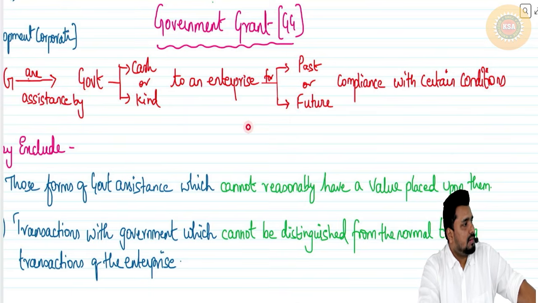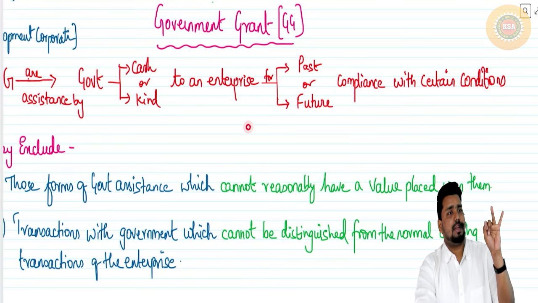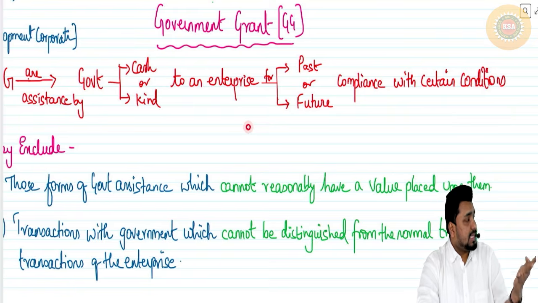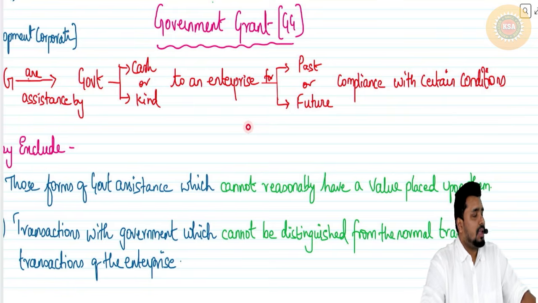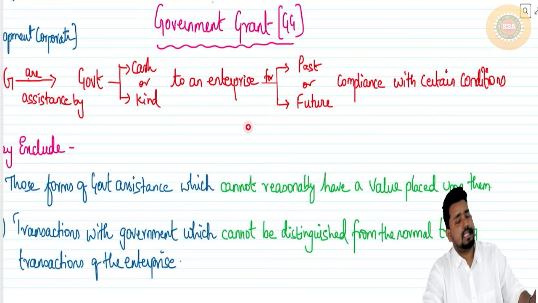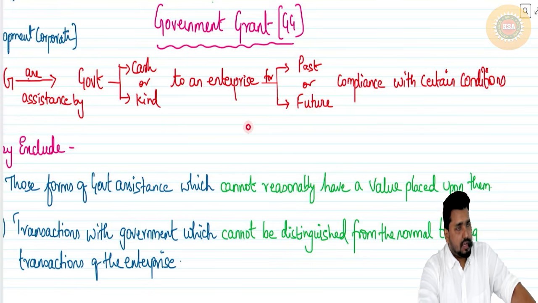What are all the other names for government grant? It can be called subsidy, incentive, cash incentive, aid, bounty, subvention, rebate, duty drawback. They can name it anything. Is the name important or is the nature important for the standard? Nature is important for the standard. Clear or not clear? So repeat once again.